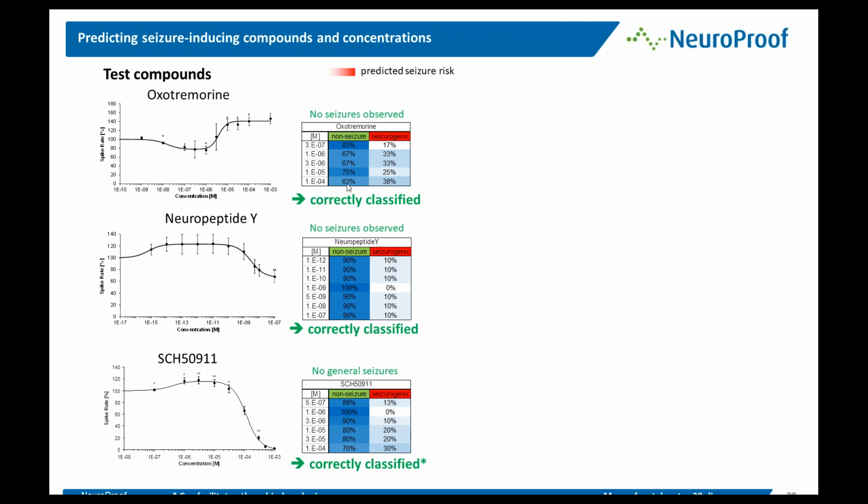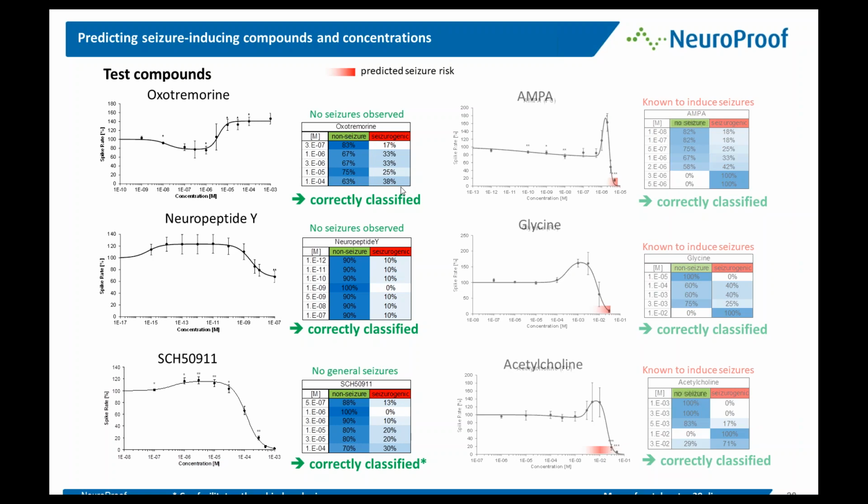So if you have a seizure-genic compound, it should end up with higher percentages at the right-hand side. And this is actually the case for tool compounds which induce seizures. And here you see that AMPA or glycine or also acetylcholine classify into the seizure-genic risk class. So this is a tool compound validation.